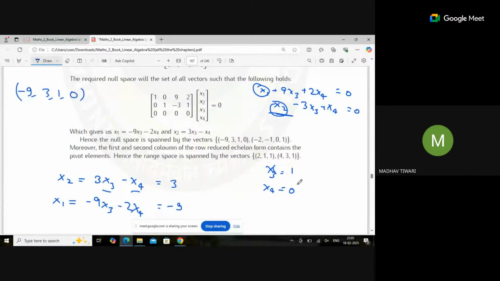Next case, because I have two free variables, I just have to use the same as the standard basis that we use. So now I will give value 0 here and 1 here, and 1 here and 0. If I use 0 here, I will get minus 1 as the x2 value. And if I use 1 here as x4, I will get minus 2 here.